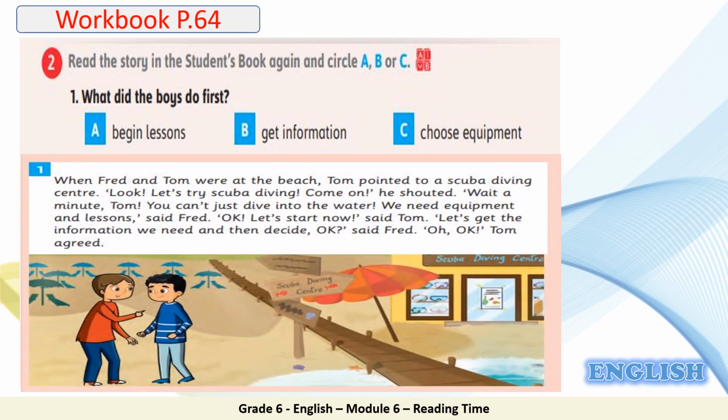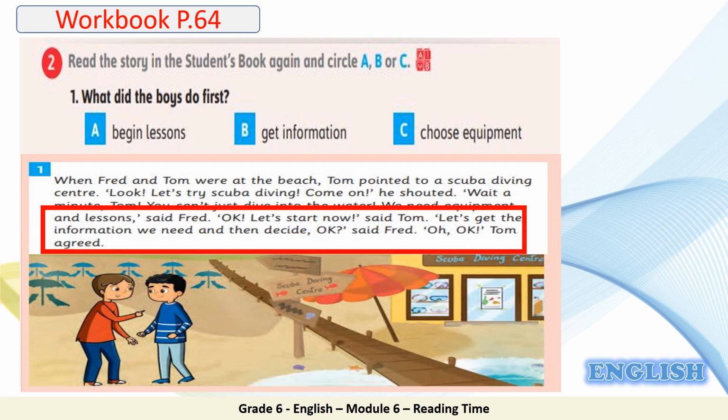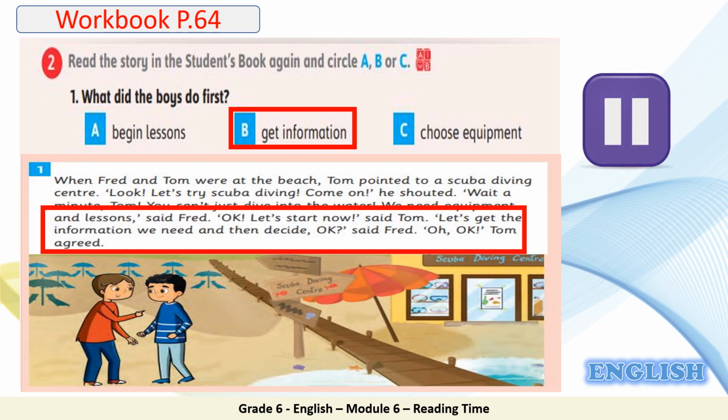Well done. In frame number 1, we can see the answer. It's here. Said Fred. Okay, let's start now, said Tom. Let's get the information we need and then decide. Okay, said Fred. So the correct answer, B, get information. Now pause the video and read the sentences number 2, 3, and 4 and do them.